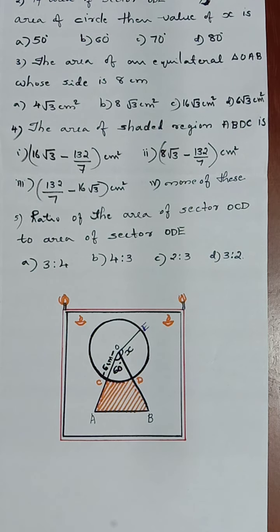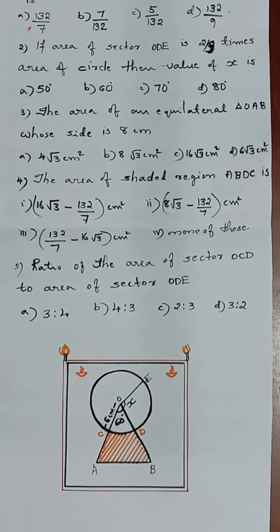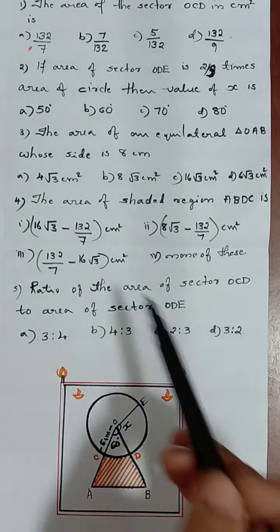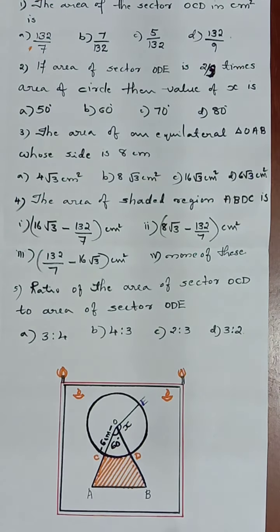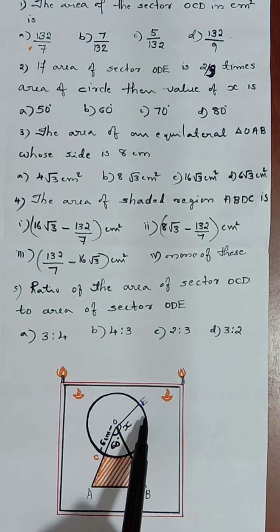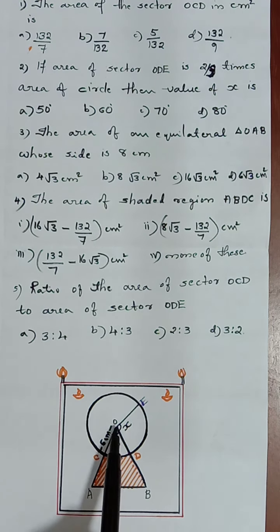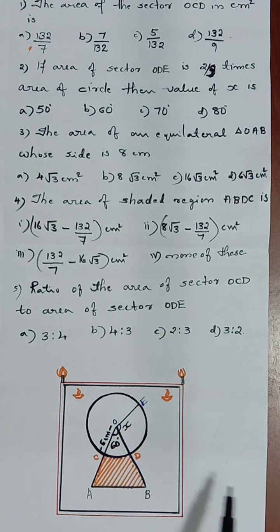We have to go through the second question. You can see the second question now. What is the second question? If area of sector ODE, this sector is having angle X and radius will be the same as it is a part of the same circle. So 6 centimeter is the radius. Area of the sector ODE is 2 by 9 times area of the circle. Then value of x is.